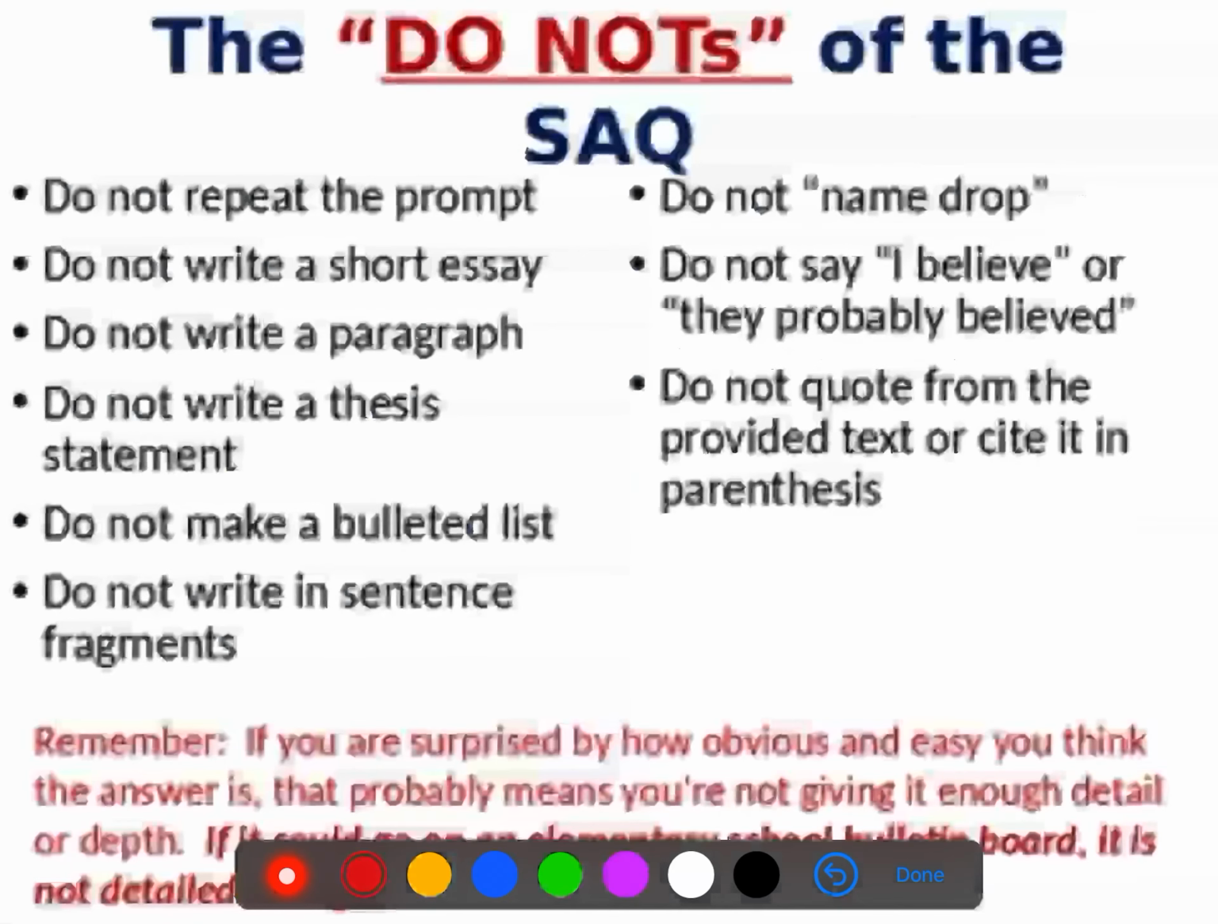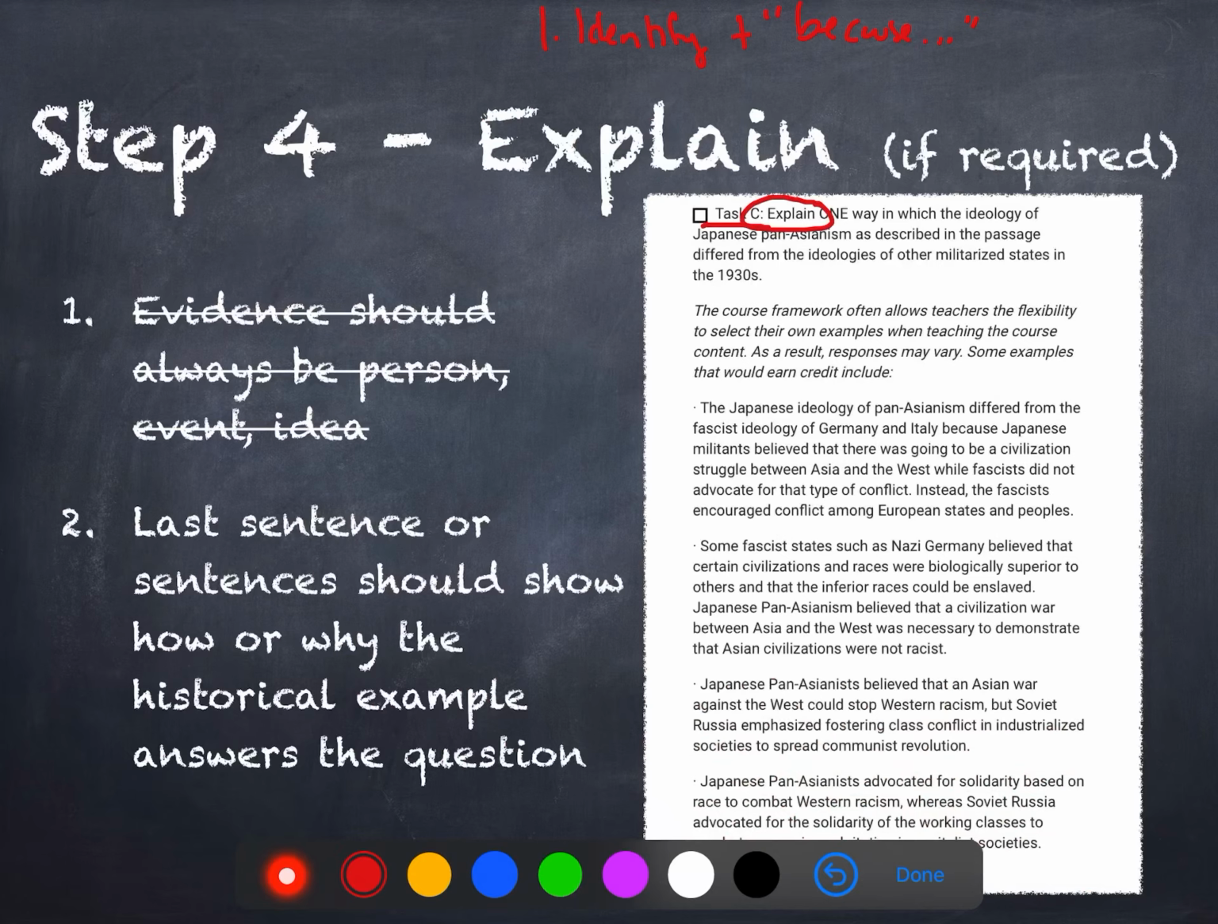So first I have to be able to identify the Pan-Asianism described in the passage. So my question to myself is going to be, what's the Pan-Asianism in the passage? So I have to be able to state that I understand the passage. I'm not going to use any quotes there. I'm going to be able to write out what is the Pan-Asianism being described in the passage.